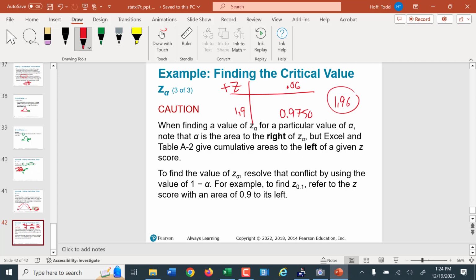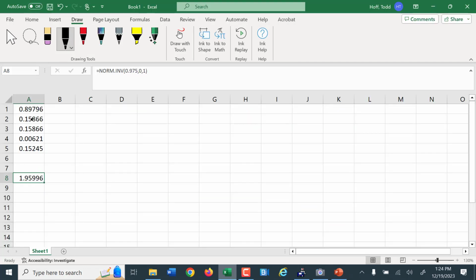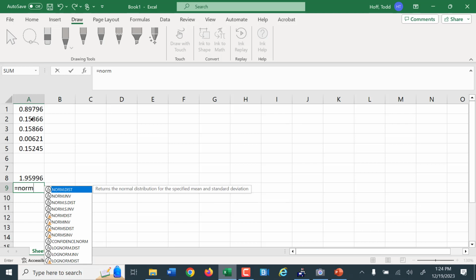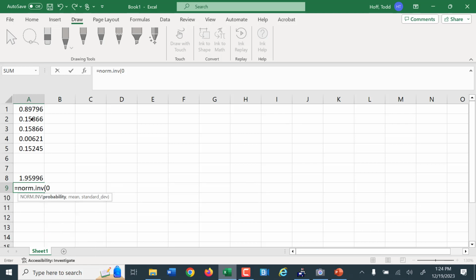If I want to find z of 0.1, that's finding the probability. So z of 0.1 is this area here is 0.1, which means the area on this side would be 0.9. So that would be what we would have to look up to find that probability. And let's do it. Equals NORM.INV of 0.9, and we get 1.28155.